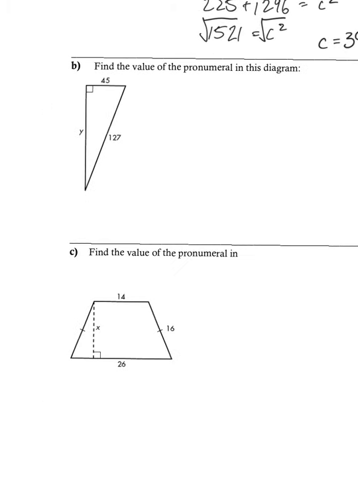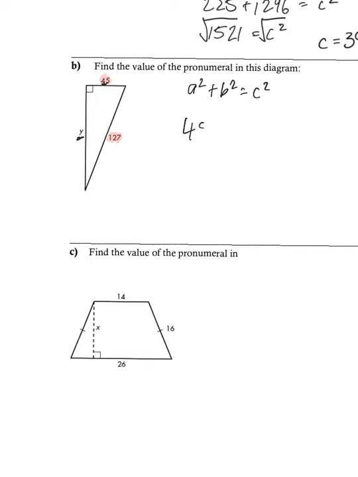All right, B. Find the value of the pronumeral in this diagram. So in this case, guys, the 127 is our hypotenuse. It's our longer side, so it's going to be our value of c. All right, and we've been given one of the shorter sides. So with Pythagoras, guys, it's always a good habit just to write out the rule. Okay, and again, it doesn't matter if I put y in as my a or 45 in.